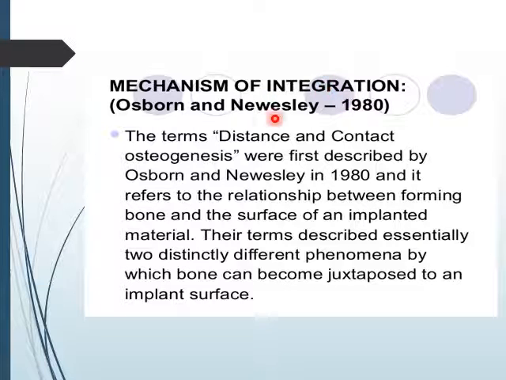Mechanism of integration by Osborn and Newesley in 1980. The terms distance and contact osteogenesis were first described by Osborn and Newesley in 1980, and they referred to the relationship between forming bone and the surface of the implanted material. Their terms described essentially two distinctly different phenomena by which bone can become juxtaposed to an implant surface or attached to the implant surface.